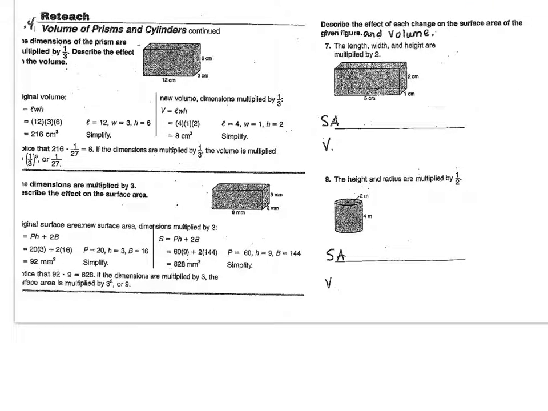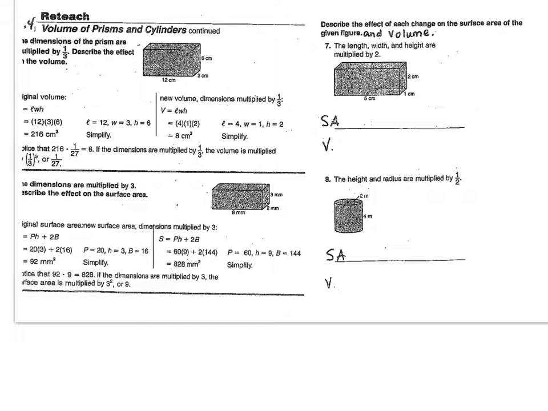I want you to take a look at the example that is given. Here they're saying the dimensions of a prism are multiplied by a third. Describe the effects on the volume. Well, we already mentioned surface area. When it's surface area and you change all the dimensions, what you get is a factor and then you square it, and that's what is going to happen.